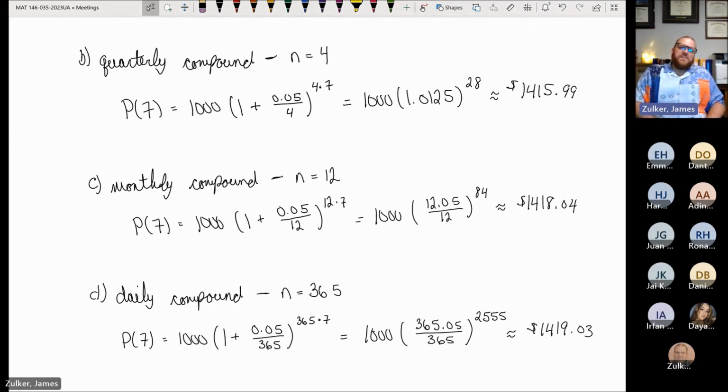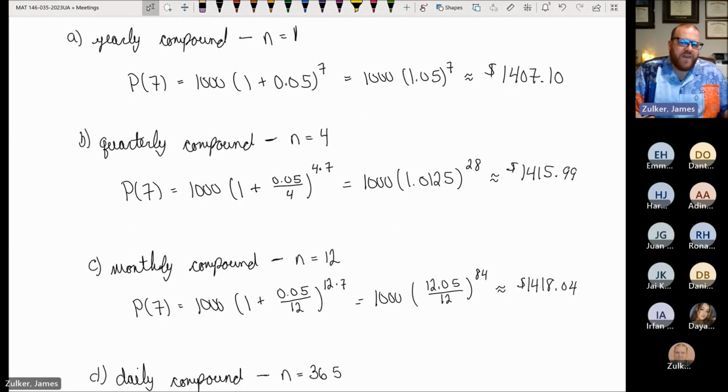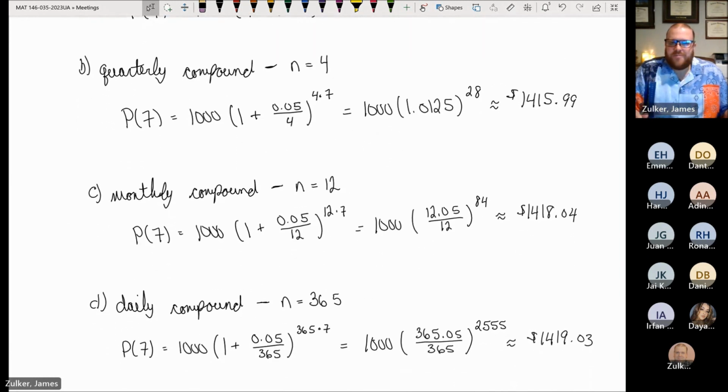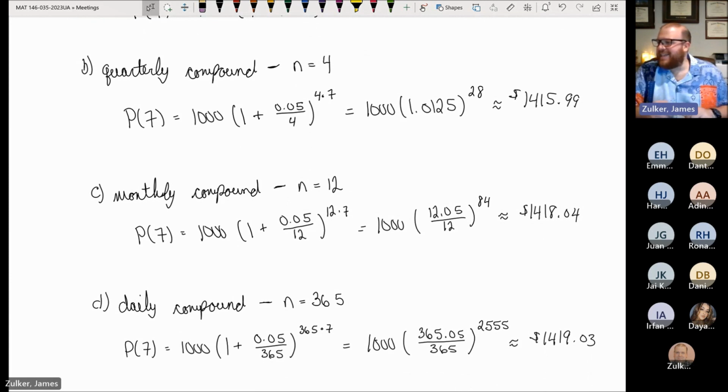And then you can see that the monthly you've gained more interest, and then the daily you've gained even more interest. So doesn't that kind of mean that effectively the interest rates are different? Right. So that is the idea of an effective interest rate. The rate itself is not, but effectively it's different. Right. So that's what effectively means, right?